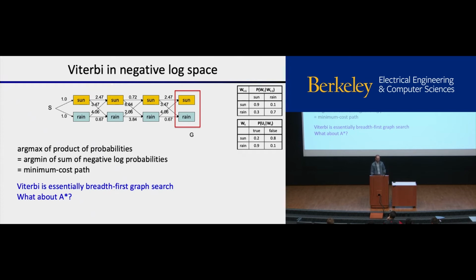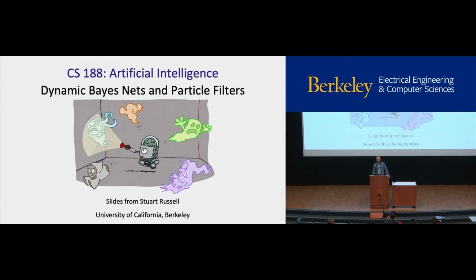And, you know, we've done search through graphs with costs. Viterbi is essentially a breadth-first graph search. You could think about what it might look like to use heuristics to try to do it faster, like with A star. But we're not going to go into that.